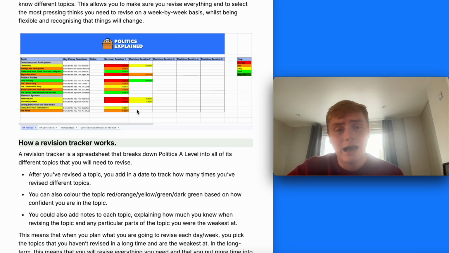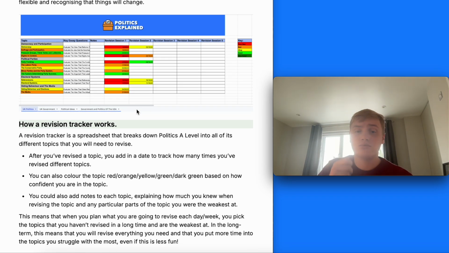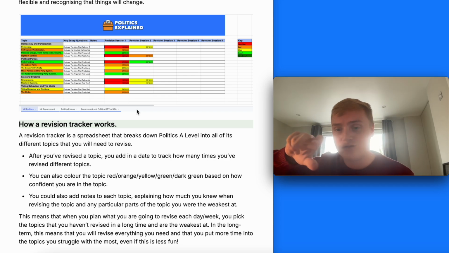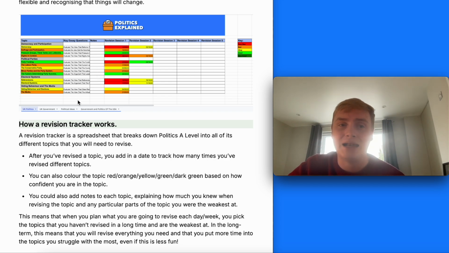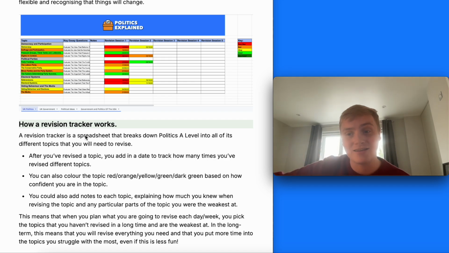So, how does a revision tracker work? It's a spreadsheet that breaks down politics A-level into all of its different topics that you'll need to revise. And I've done this for you. I broke it down particularly in relation to the groups of questions that can come up in the exam and what topics are useful to revise together. And I've added in here, these all expand out once you download the spreadsheet, the key essay questions from the essay plans that you can use to practice that topic.